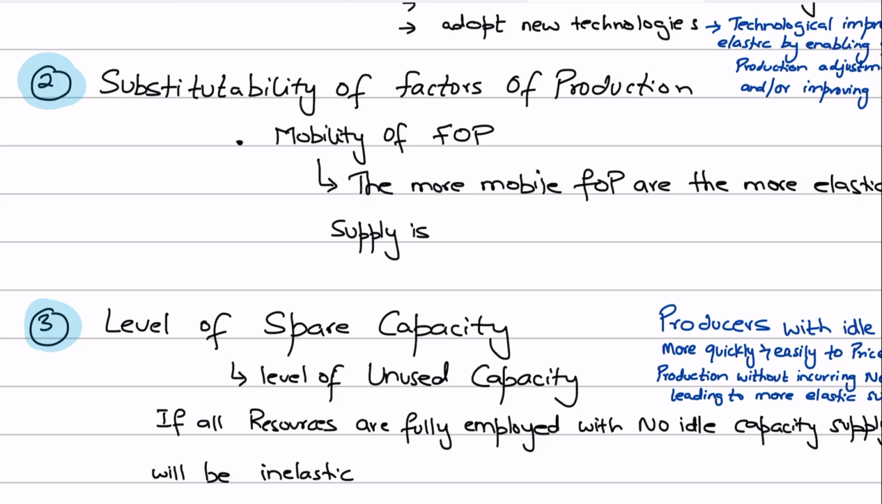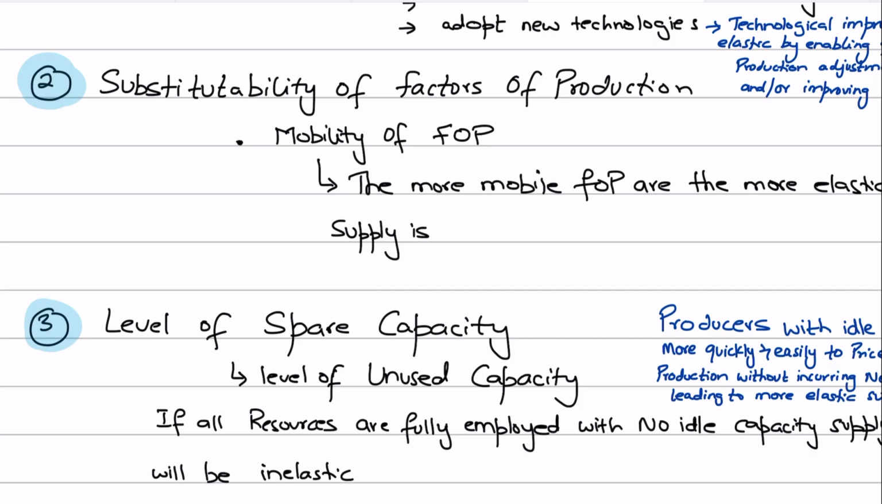Substitutability of the factors of production means that, for example, if I am teaching economics, then I can only teach economics. You can't use me to teach math or accounts or business or maybe physics. So in that context, that makes me not substitutable at all, in fact. But some factors of production are substitutable, and the more substitutable they are, the more elastic the supply is.